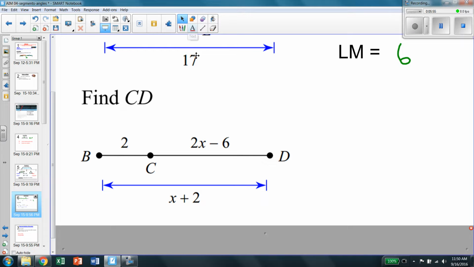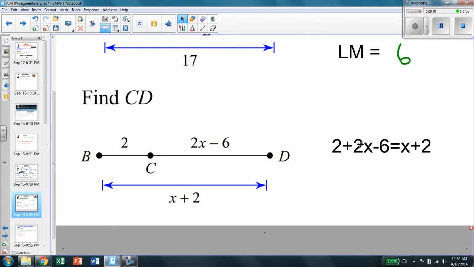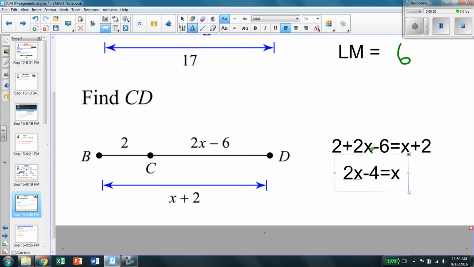And we can write an equation that says that. I'm just going to use typings, might be a little bit easier. 2 plus 2x minus 6 equals, so that's this piece plus this piece equals the whole thing, x plus 2. All right? Using combining like terms and inverse operations, we should be able to balance this equation out. So we can combine some like terms over here. 2 and negative 6 together makes negative 4. So we can get 2x minus 4 equals x plus 2.